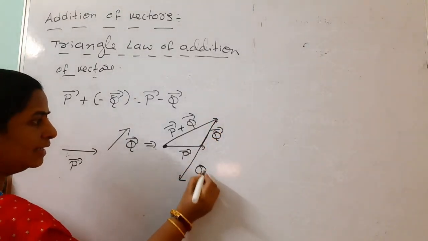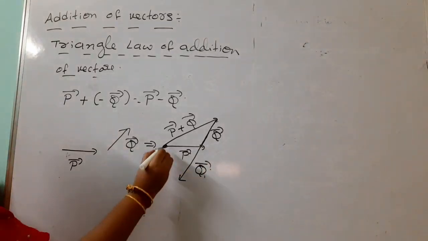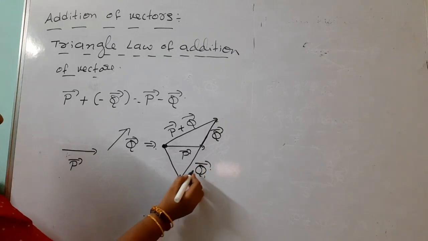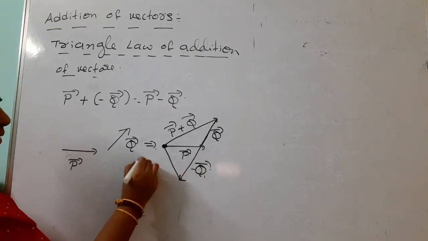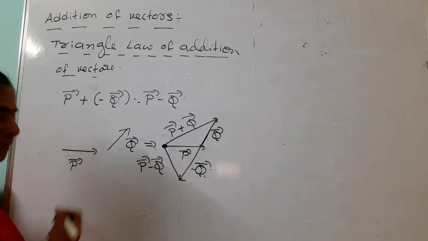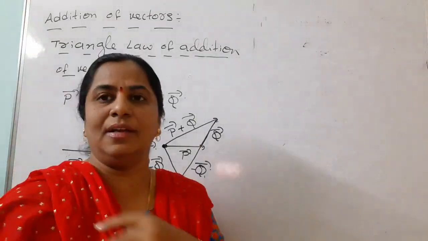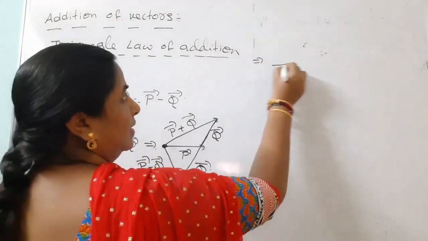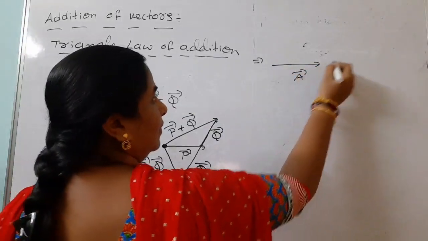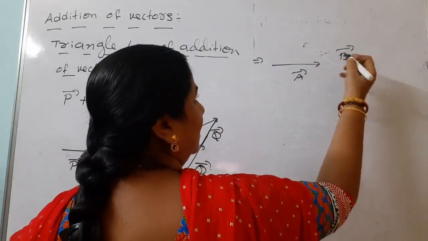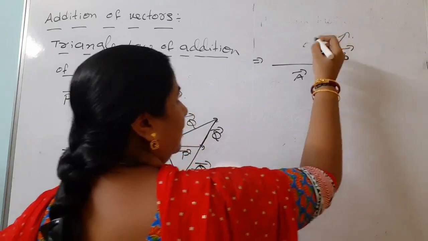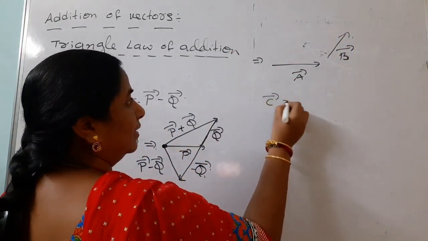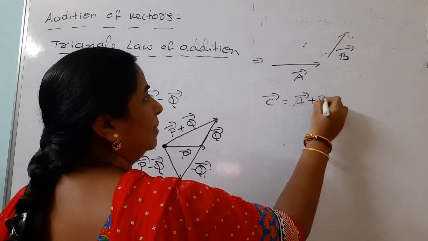Anti-parallel to this one, this is the Q bar. Now we should join the initial point of P and the tail of this negative vector. We can say that this is P bar minus Q bar. Not only this one, we can take three vectors also. Look here, this is the A bar and this is the B bar, and we should take C bar equals A bar plus B bar.